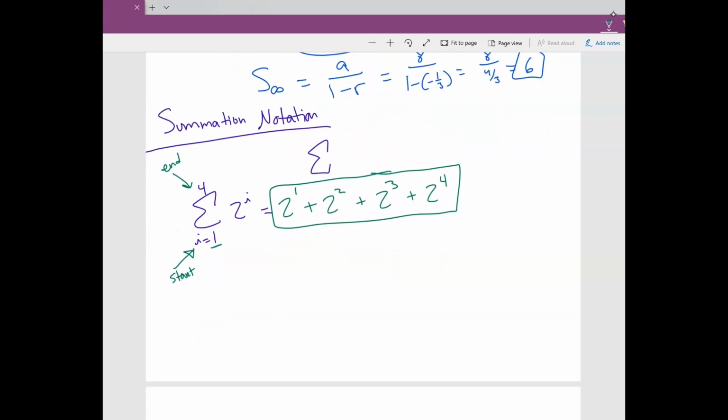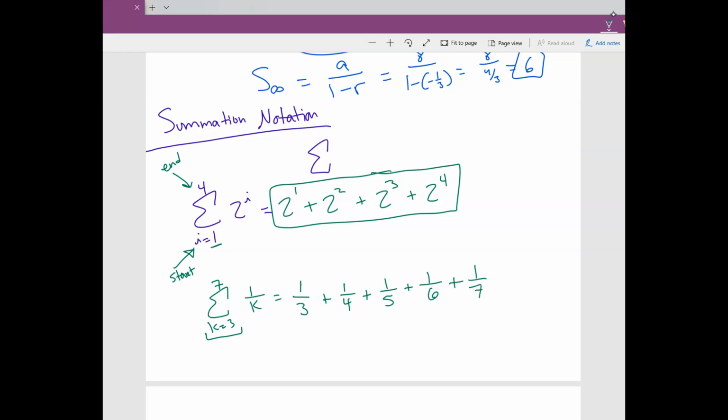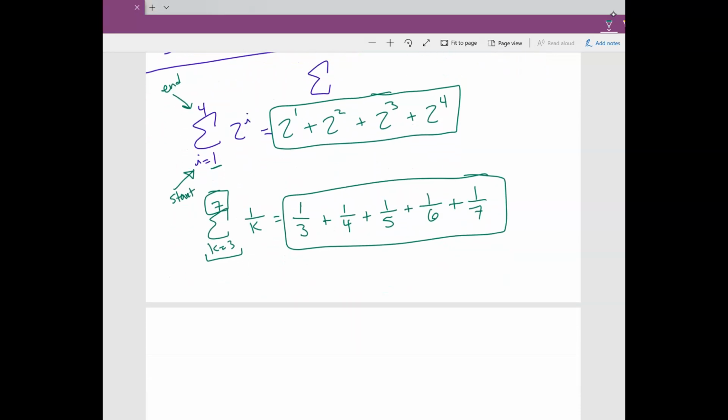Let's say we wanted to do another one. Let's say we had the summation where k goes from 3 to 7 of 1 over k. In this case, we start off with k equals 3. That's my first term, 1 over 3. Add, then go to the next one, 1 over 4. Next one, 1 over 5. Then the next one, 1 over 6. And then the last one, 1 over 7, because that's where we want to end. So this is the entire series. Notice that this notation is much easier to use than just writing everything out.